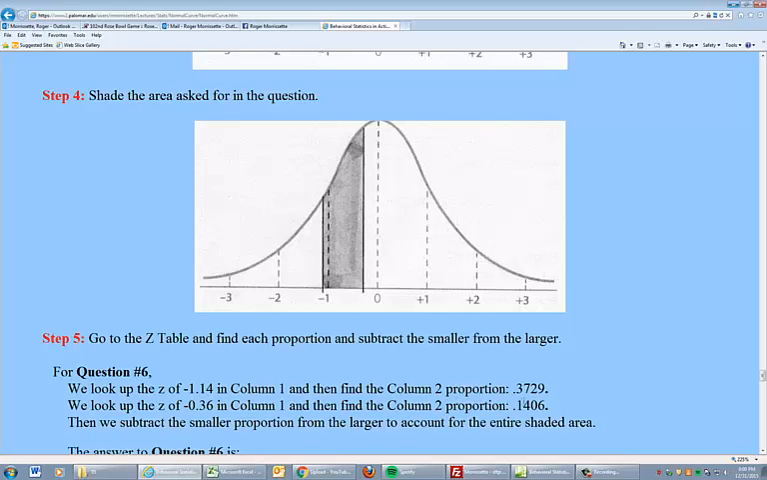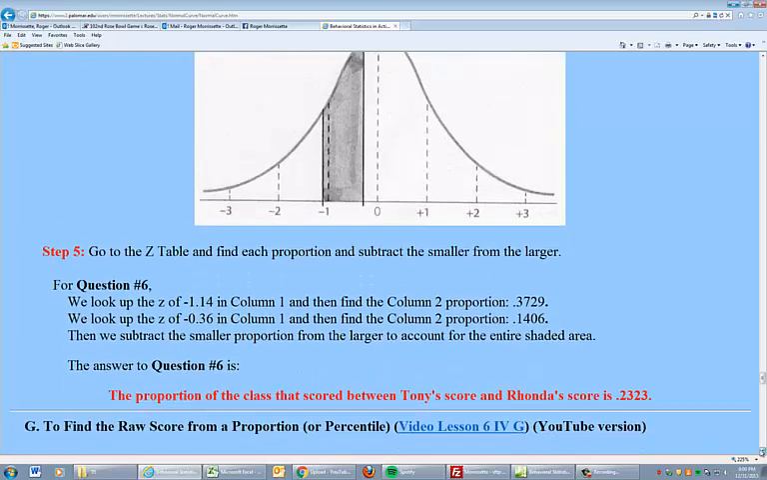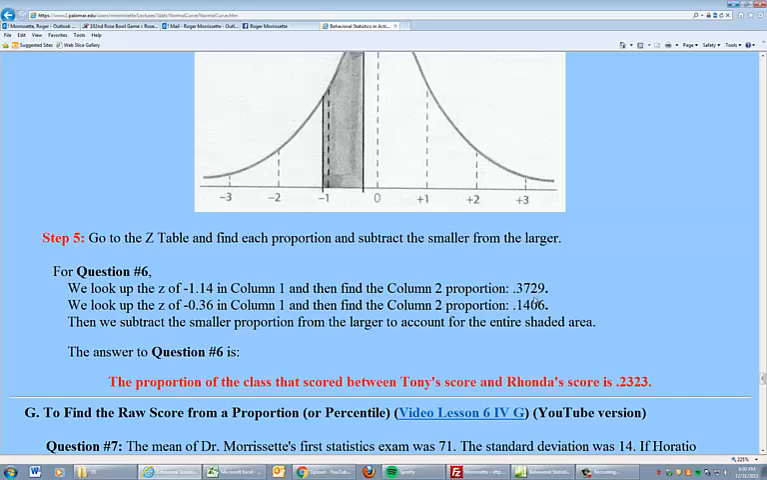Column 2 for the first z is 0.3729. Column 2 for the second one is 0.1406. We subtract 0.1406 from 0.3729 and we get 0.2323. That is the proportion between Tony's and Rhonda's scores.